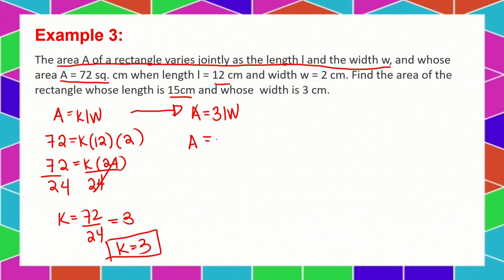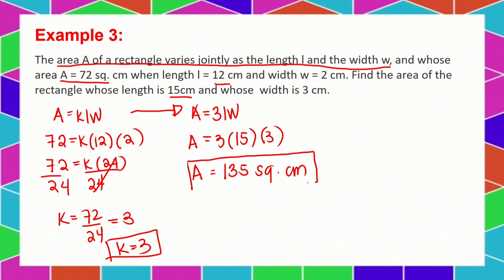That's A is equal to 3 times 15 multiplied by width, which is 3 centimeter. So we now have 3 times 15 times 3. The product is 135 square centimeter. Okay, so again, please don't forget to write the units. So our answer here, the area is 135 square centimeter.